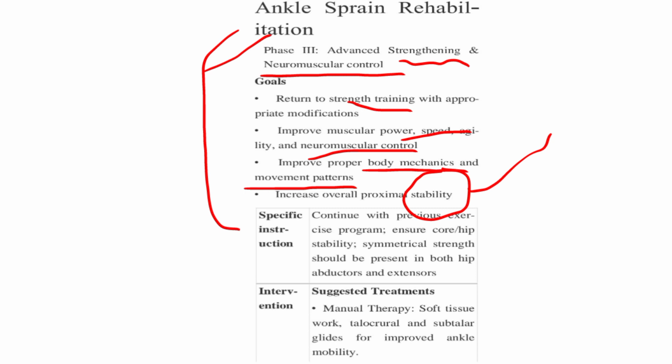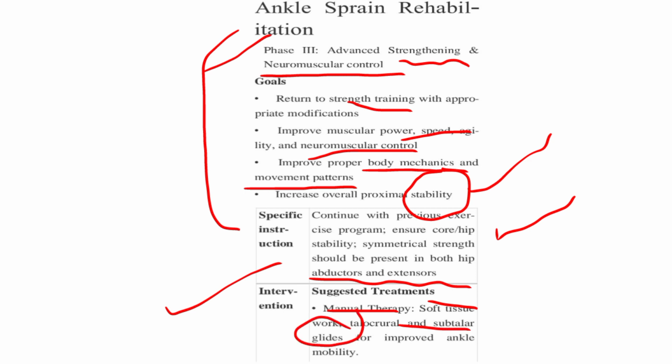Instructions: continue with the previous exercise program. Also encourage hip and core stability and strengthening exercises, and go for hip abductor and extensor strengthening. The intervention in phase 3 is manual therapy: soft tissue work, talocrural and subtalar gliding to improve mobility. Gliding is used for improving joint mobility.